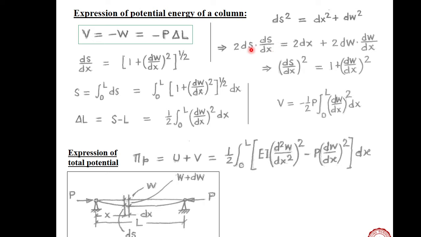So we have ds by dx, ds by dx. So ds by dx whole square. Yes, sir. Now 2 is cancelled, dx by dx is 1, and again dw by dx and dw by dx, the square. This is clear. So from here we can say this ds by dx is the root of this part.